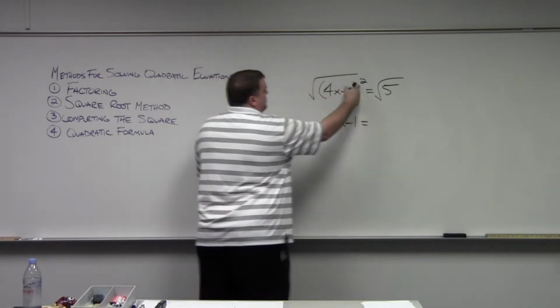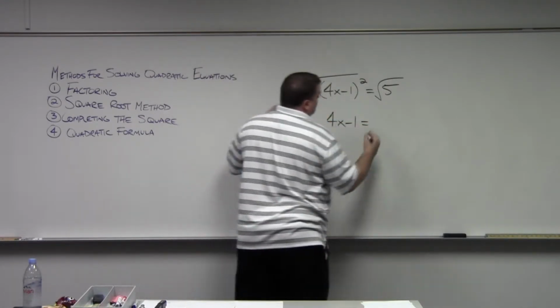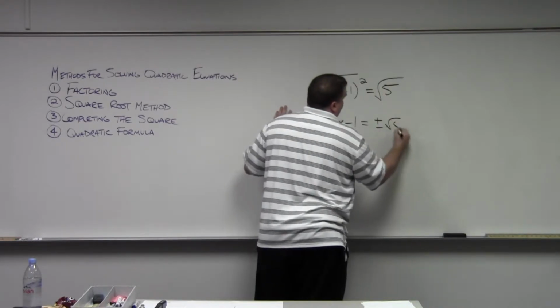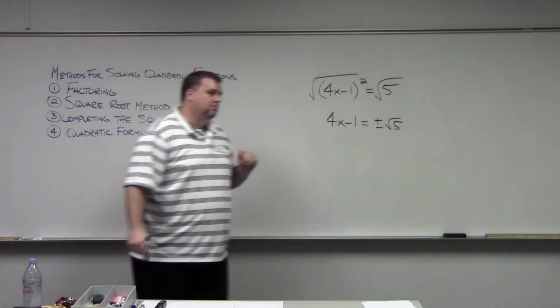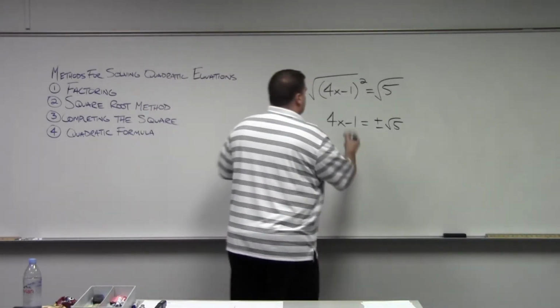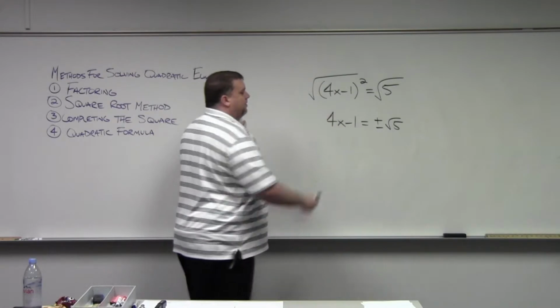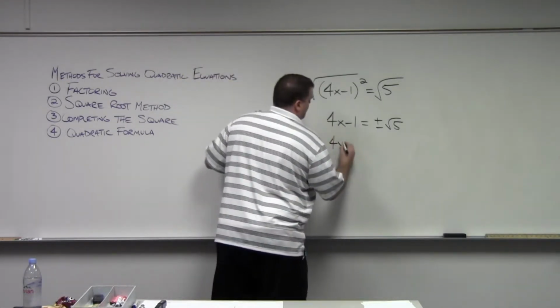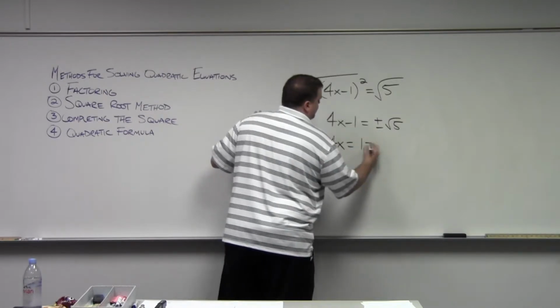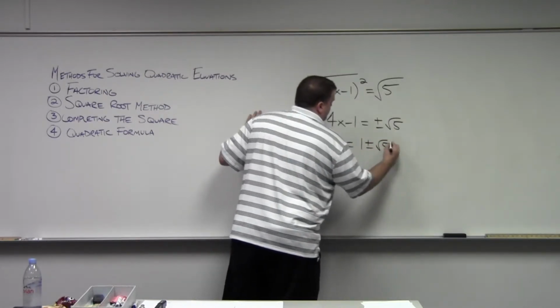So the radical and the exponent cancel out here. And then plus or minus square root of 5. Can I break apart the square root of 5? Any perfect squares in that one? No. So how would I go about isolating x, solving for x here? Add 1. So if I add 1 over here, that's going to be 1 plus or minus the square root of 5.